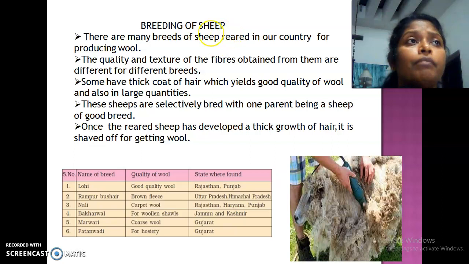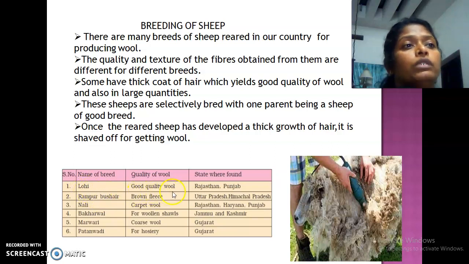There are many breeds of sheep in the country. In the table you can find different names and the places where they are found. Let's say Lohi, which has good quality wool. They are mostly found in Rajasthan and Punjab. Then Rampur Bushair, as the name indicates. They have a brown fleece, that is, brown hair. These breeds are mostly seen in Uttar Pradesh and Himachal Pradesh.